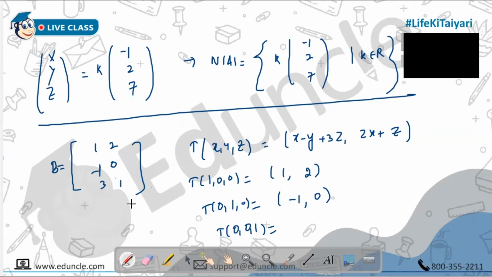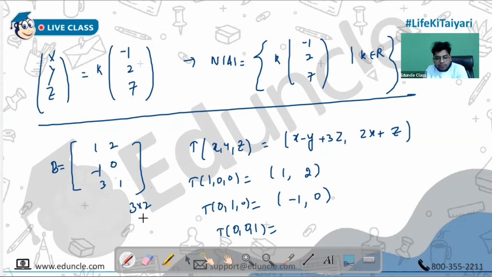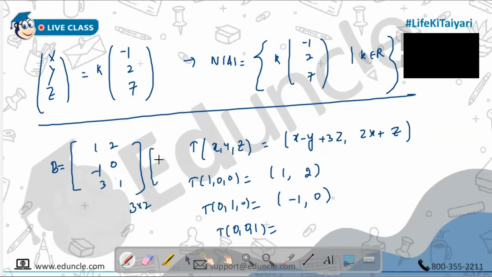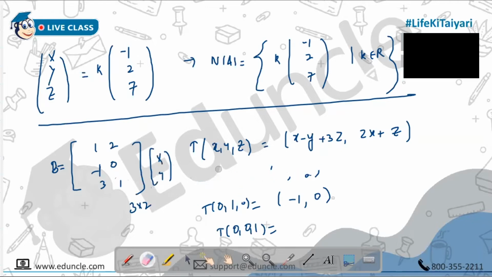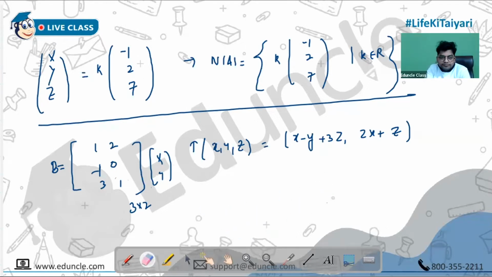Sir, wait. This is a 3 cross 2 matrix, sorry. I have made a mistake. I was thinking this is 3 rows and 2 columns. Little mistake, sir. We'll multiply xy. Sorry. Yes, we'll multiply xy. Yes. What? You made some mistake.